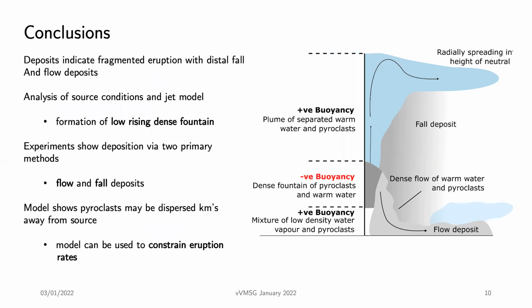So to conclude, the observed deposits give clear evidence of deep submarine explosive eruptions that feed both distal fall and flow deposits spreading kilometers over the sea floor. Our analysis of the initial eruption column shows that the eruption of fragmented magma may lead to the formation of a low-rising dense fountain. And from our experiments, we have identified that due to particle sedimentation at the top of the low-rising fountain, both fall and flow deposits can be formed. And finally, our model indicates that these deposits may disperse kilometers away from the vent. And thank you very much for listening.